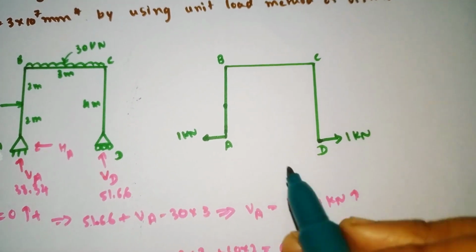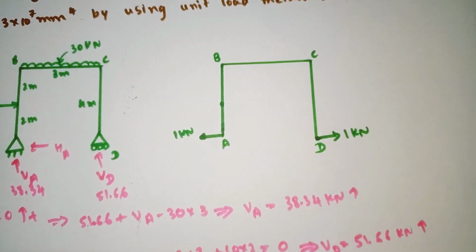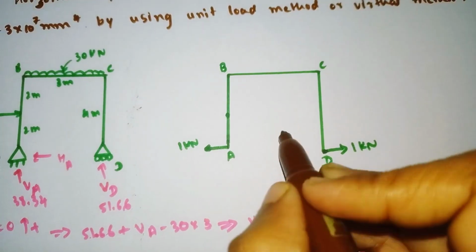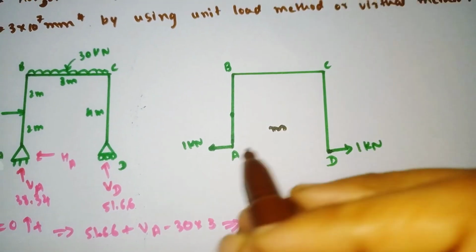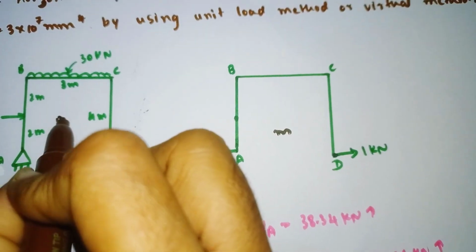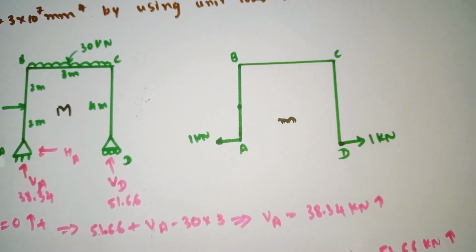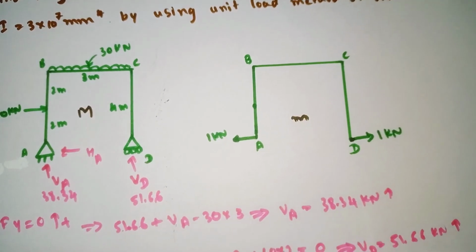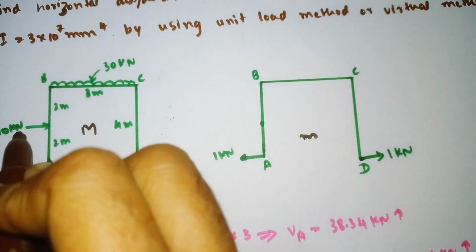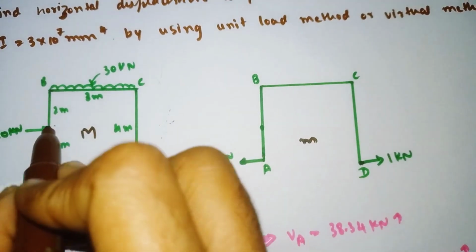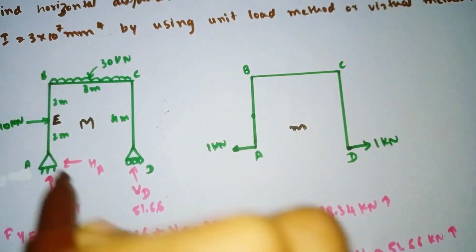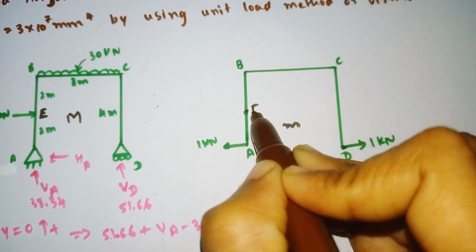Now this diagram we call the small m, and this we call the capital M. Here the 10 kilonewton is there, and we give the name point E. So here also point E.